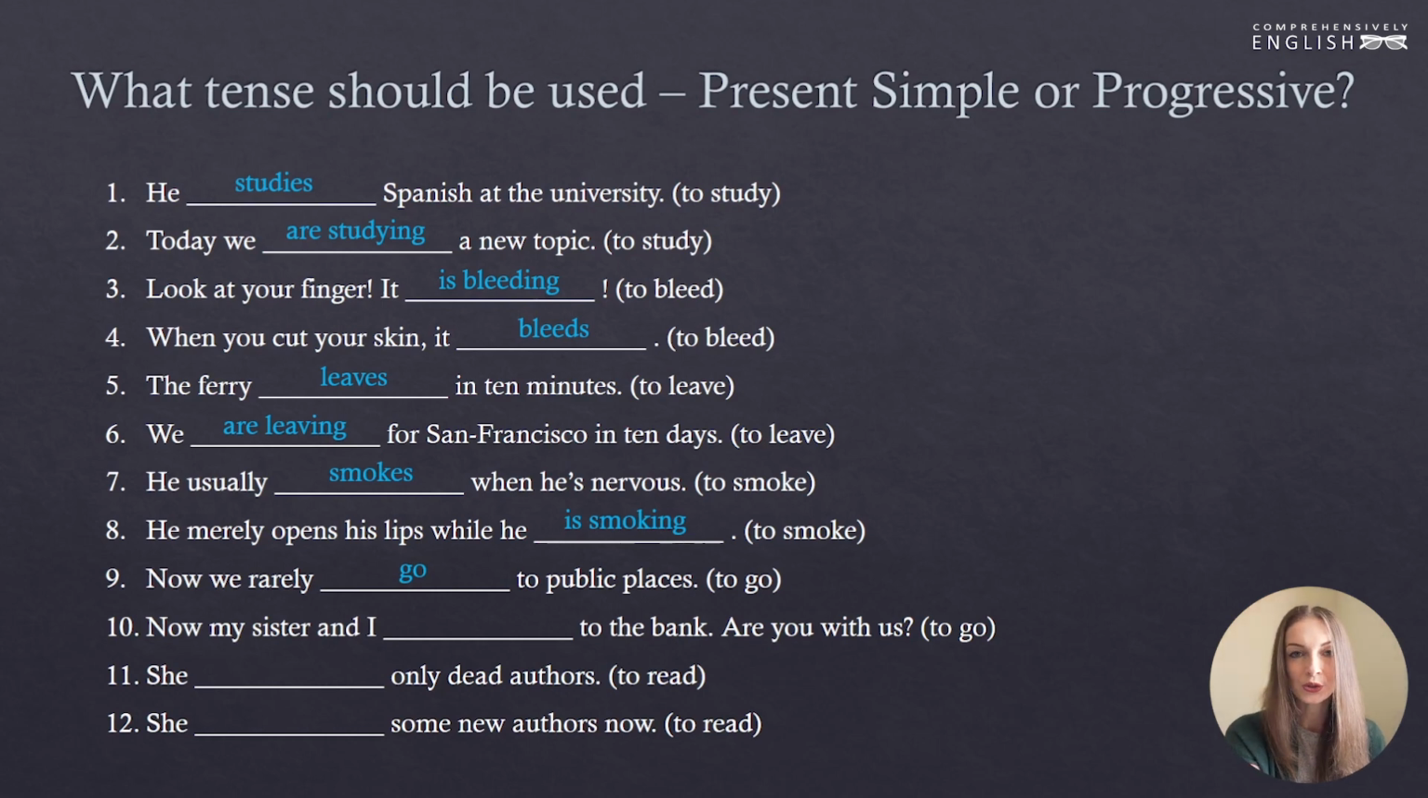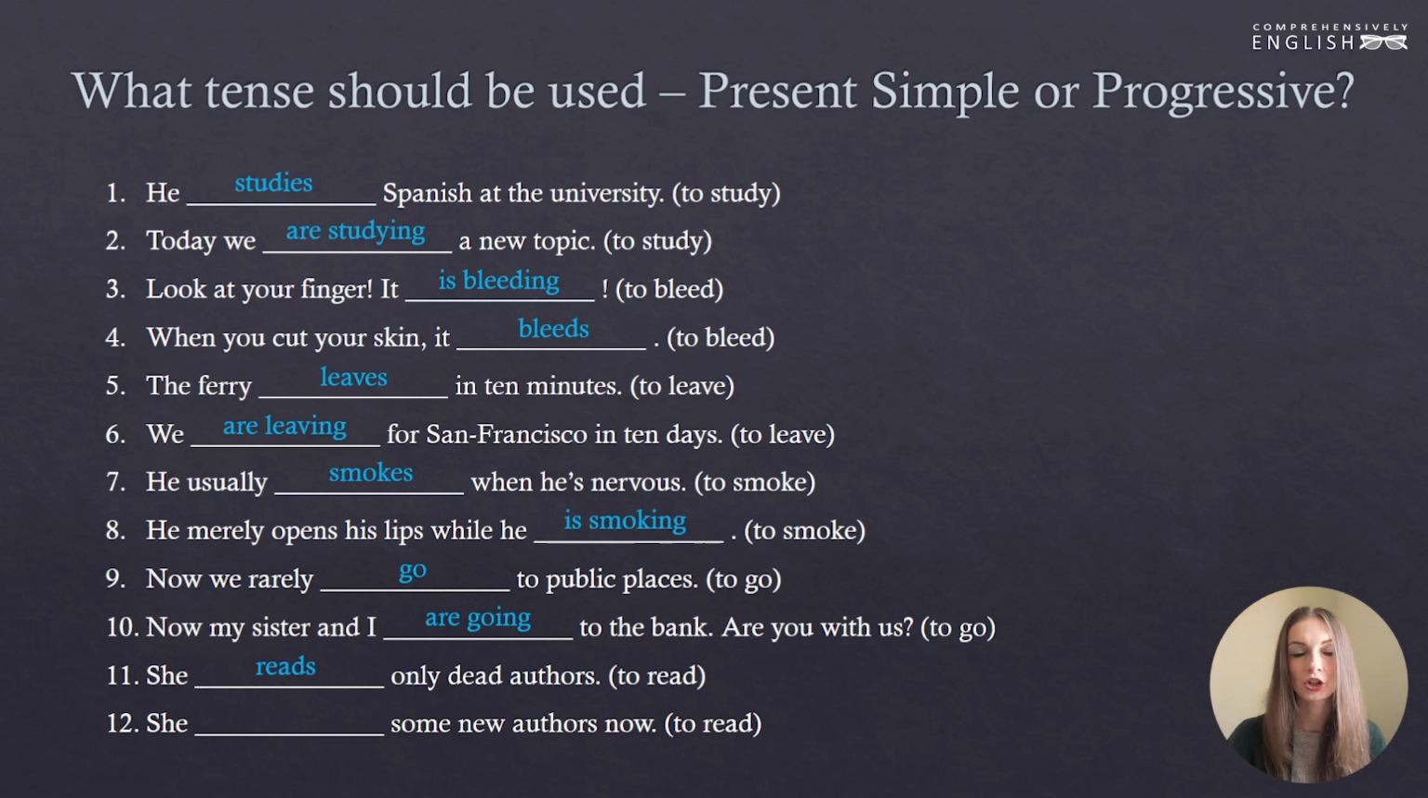Number 9, now we rarely go to public places. Though now is used here, we are not talking about this particular situation. Now here means presently. Now my sister and I are going to the bank. Are you with us? In this situation, vice versa, we are talking about a temporary situation, something that we are doing right now.